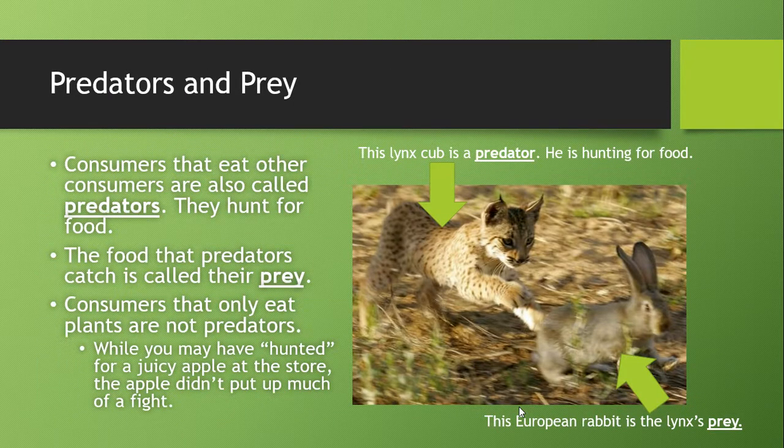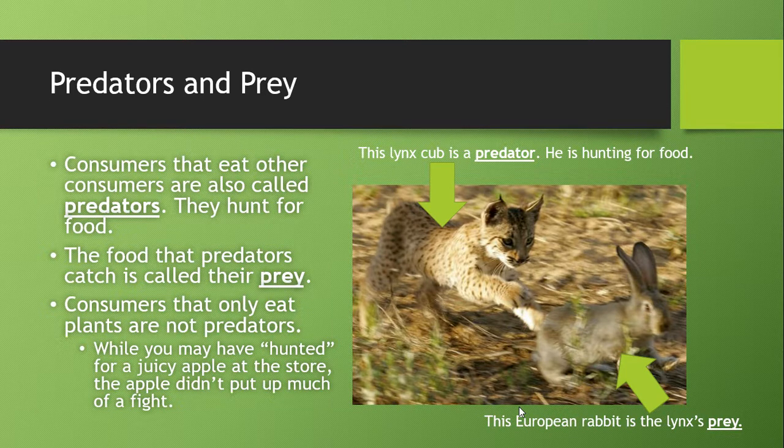Then we have predators and prey. Consumers that eat other consumers are also called predators. They hunt for food. Animals hunt for food. They're considered predators. But the food that the predators catch and eat is called their prey.